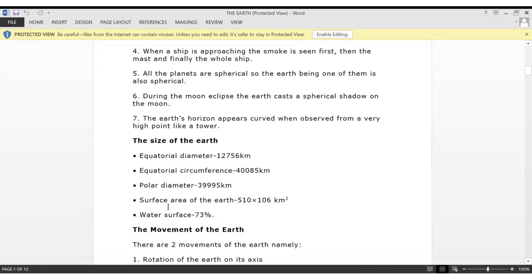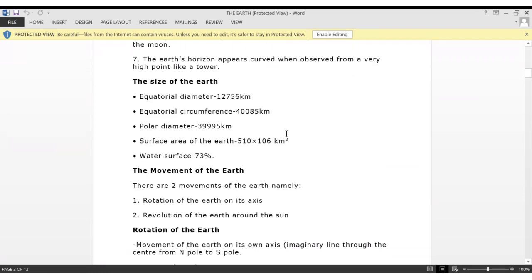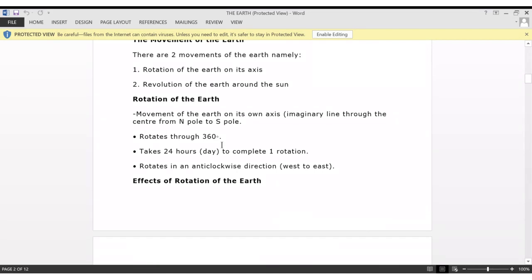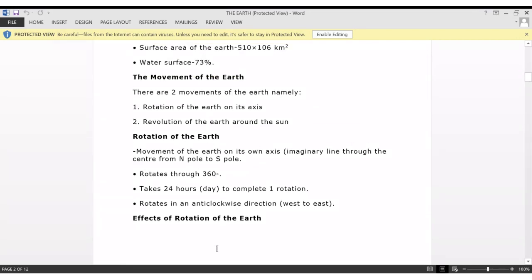So let's talk about the size of the Earth. Actually, the diameter of the Earth is 12,756 kilometers. The equatorial circumference is 40,085 kilometers, and the polar circumference is 39,995 kilometers. And also remember that the water surface contained on the earth is at a percentage of 73%.